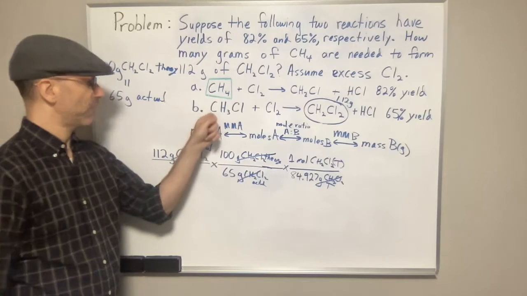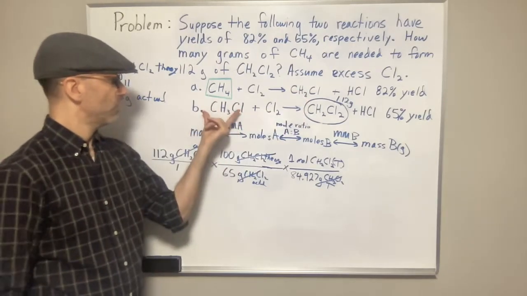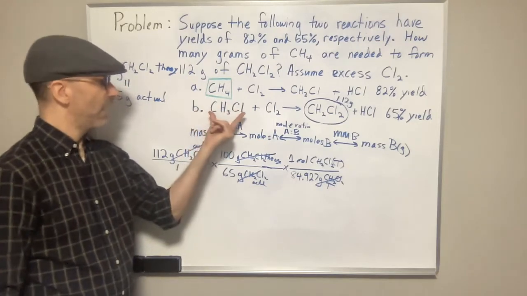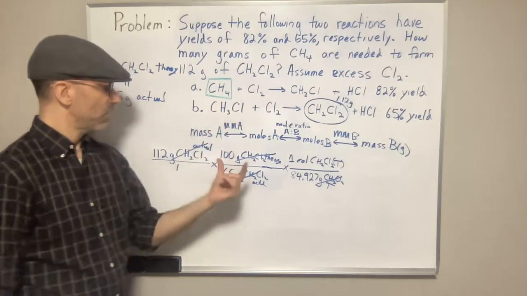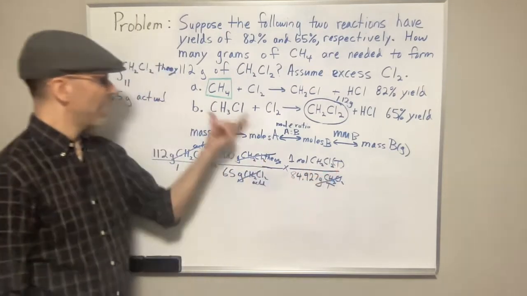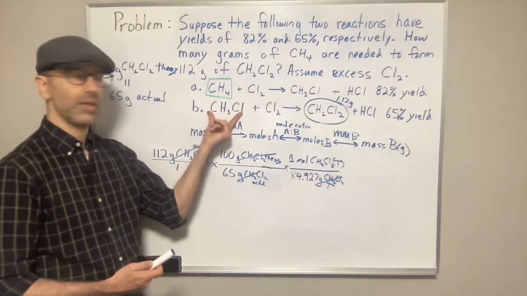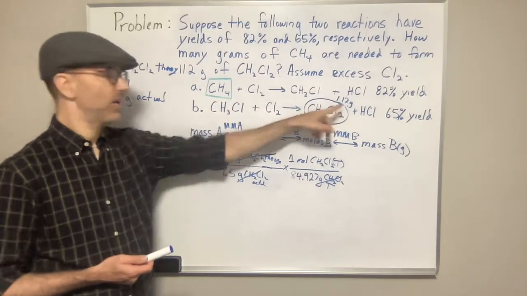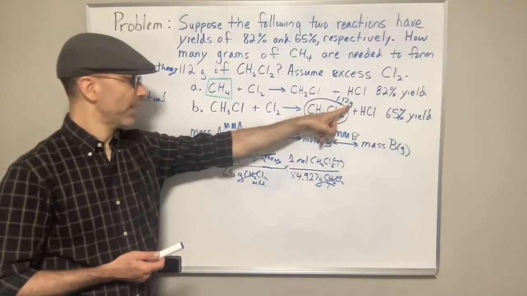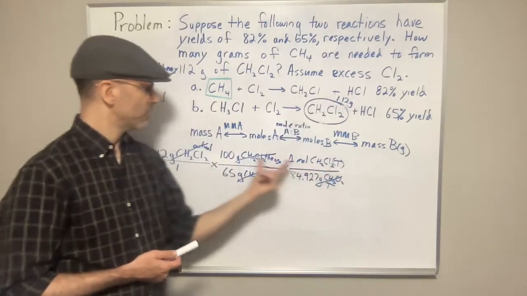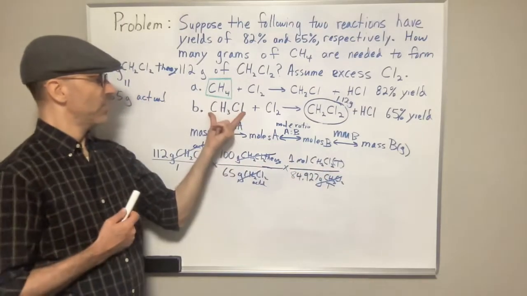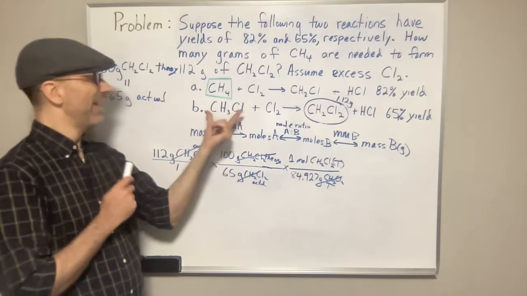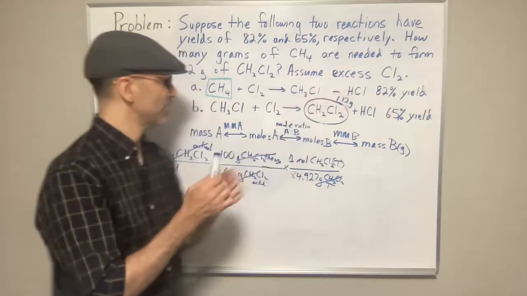So now I'm here. Notice that I have a 1-to-1. I now have the amount that I should have gotten, and this is the amount that I started with. Whatever this number of moles is, that's the number of moles that I started with in order to get the 112 grams that I actually got. In order to get this 112 grams, I needed whatever amount this is going to be. But I'm not done yet. Now that I have this amount, this CH3Cl actually came from this reaction here.